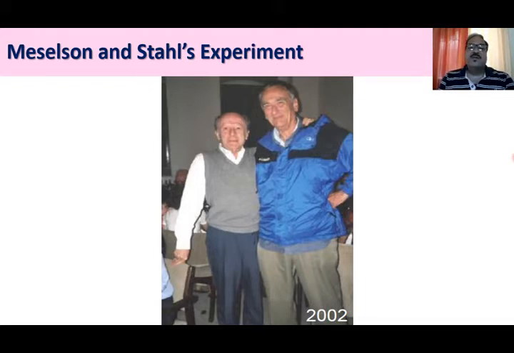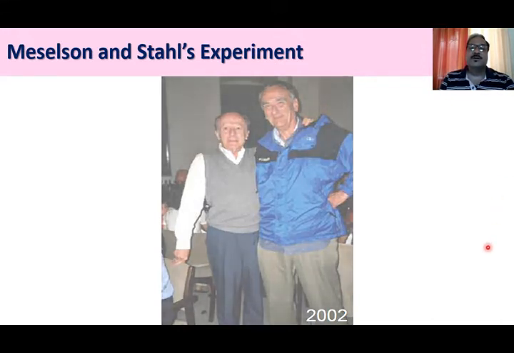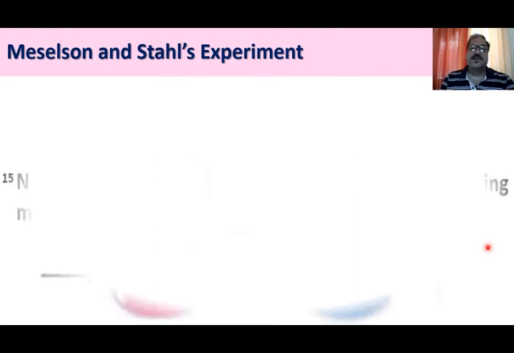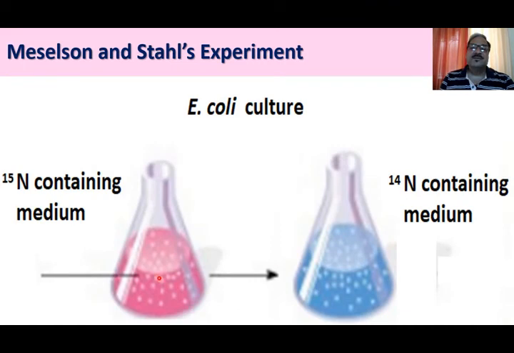Now, their idea was to make the parental DNA molecule of heavy density by culturing them in a medium containing heavier isotope of nitrogen, that is N15, and make this heavier DNA containing cells to replicate in a medium containing nucleotides of low density.